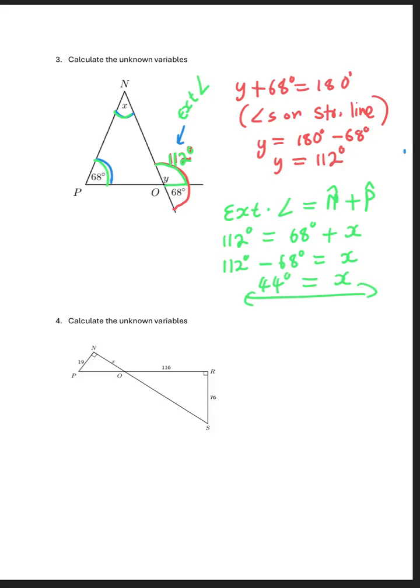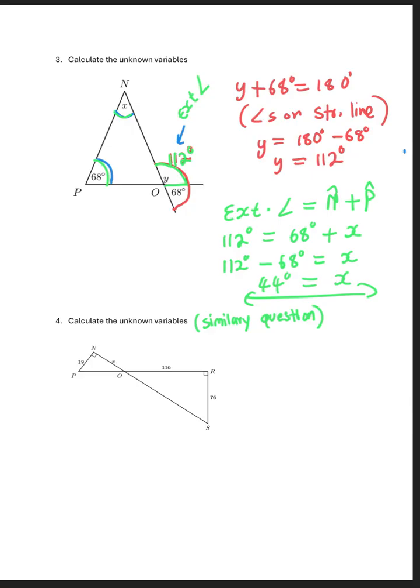The next problem, calculate the unknown variables in this shape. Then in this shape, you can see the two triangles are not equal in size, right? So here we are gonna use similarity. So this is a similarity problem. So we want to find the value of X. In order to do that, we have to first prove that the two triangles are similar, right? So we can do that.